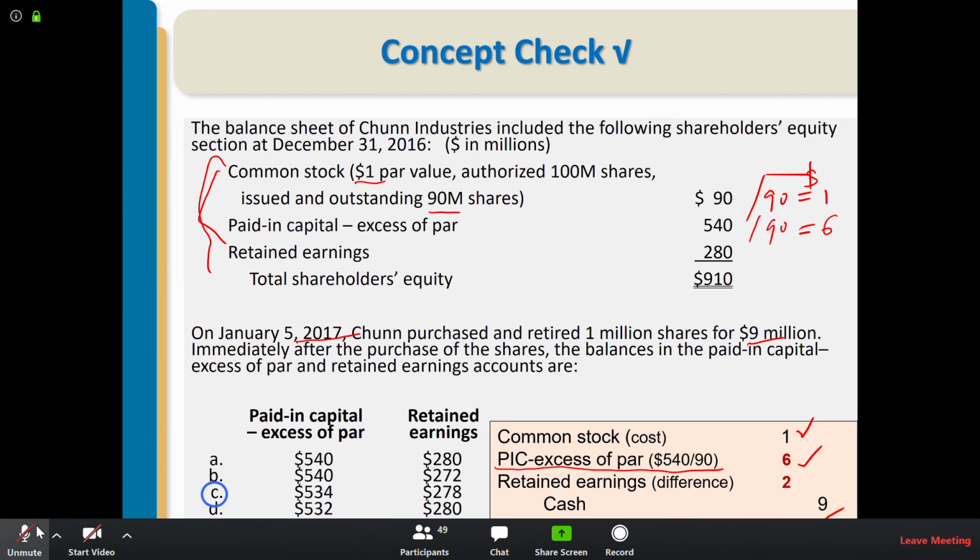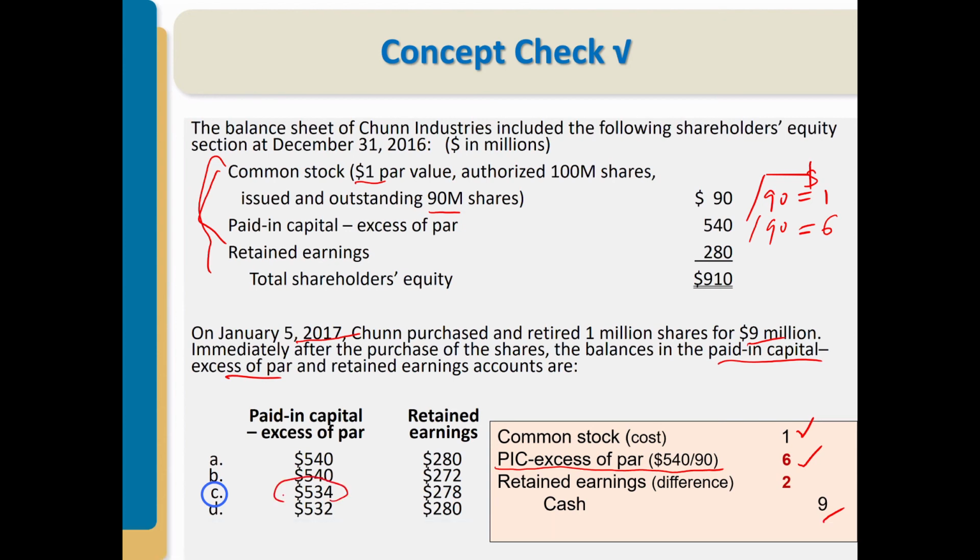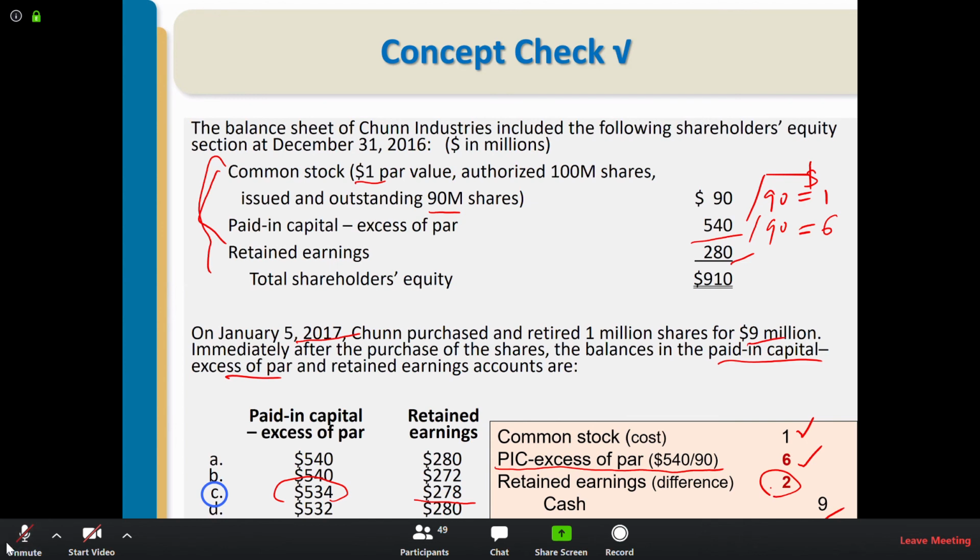Okay, so everyone's okay. Then the question is, what is the paid-in capital in excess of par value? That's how we got 334. Because it was 540, and now it decreased by 6. That's how we get 334. And how about the retained earnings? It was 280, and now it decreased by 2, so you have 278. This is just to let you practice these journal entries, so then you can answer the questions here.